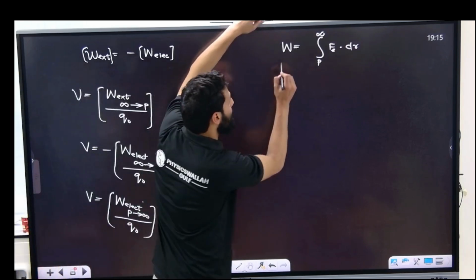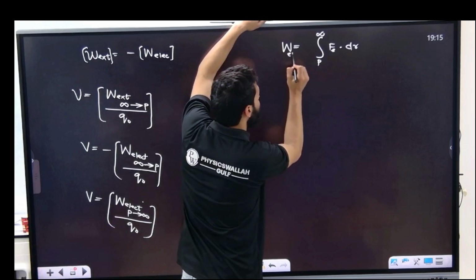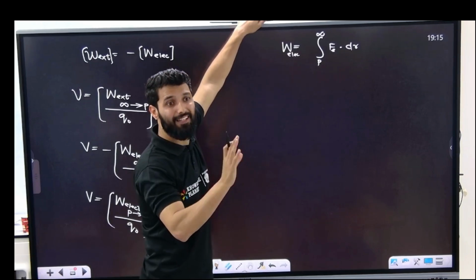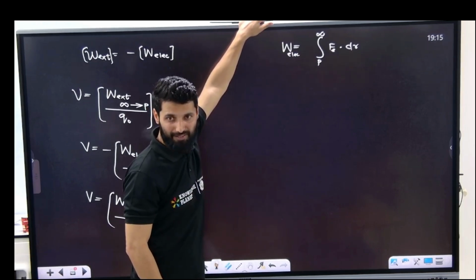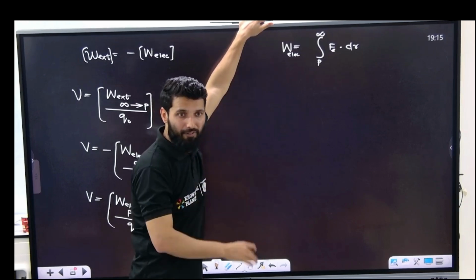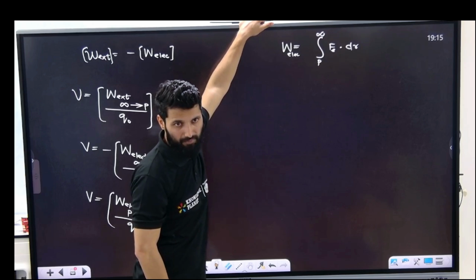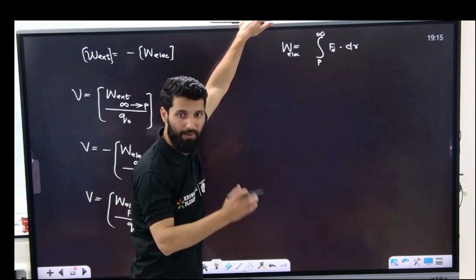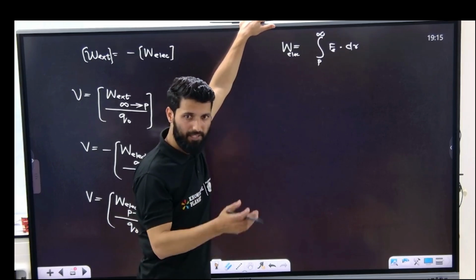Now what will be this work done? Work done by the external force and work done by the electric force, both of them, but the signs will be opposite. External work done will be negative work done and the electrostatic work done will be positive work done. Sorry, the electrostatic force will give negative work done and this will be positive work done. Do you understand? Clear?